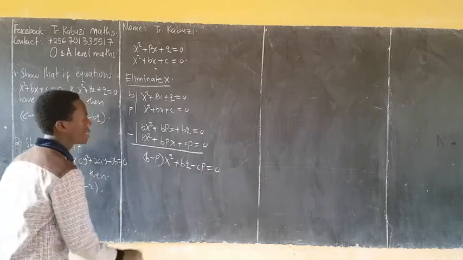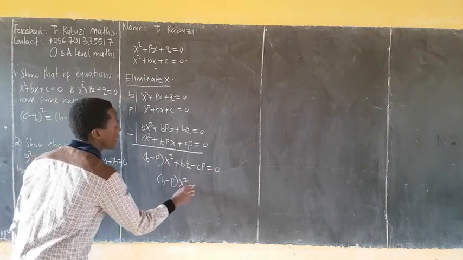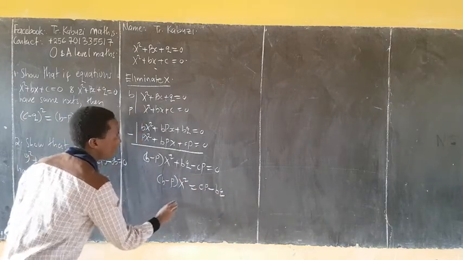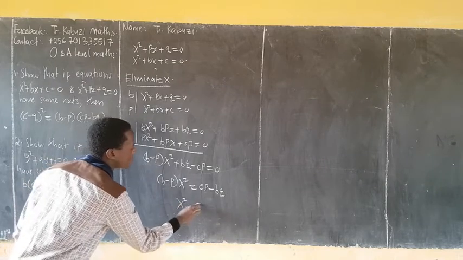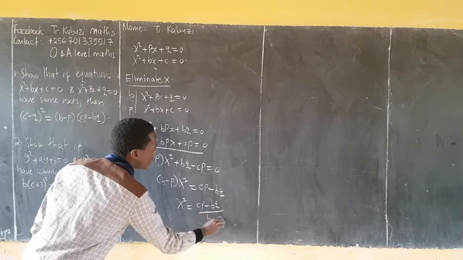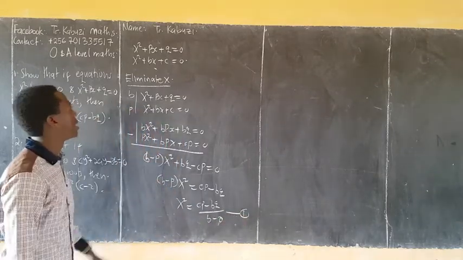When I take this to the other side, I have my b minus p x squared equal to cp minus b cubed. Divided through, my x squared becomes cp minus b cubed over b minus p. This one becomes my equation 1.